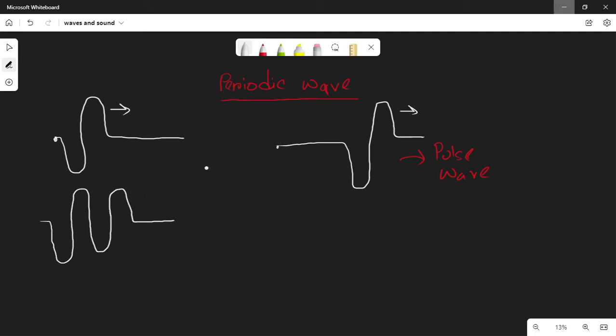right? And this type of wave is called the periodic wave. It's called a periodic wave because it's repeating itself after a definite amount of time, right? So it's called a periodic wave, and let's see how the sound wave can be a periodic wave.